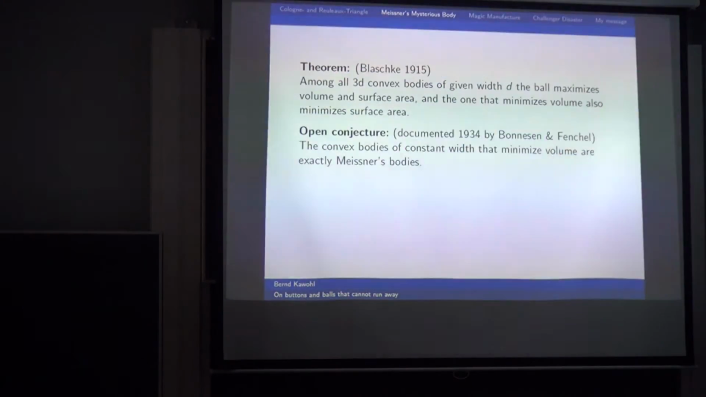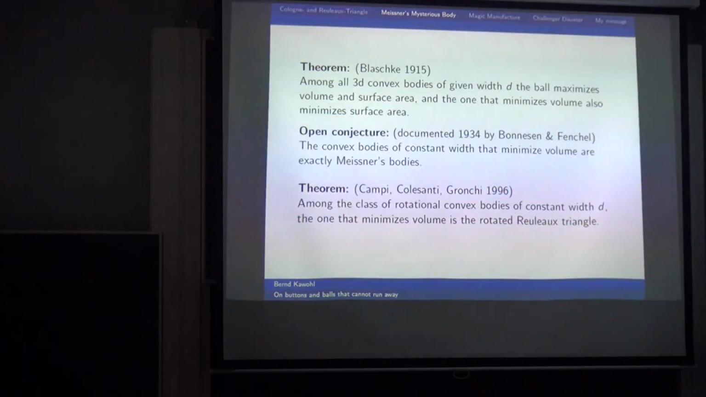There's a related result that says, suppose I have 3-dimensional bodies of constant width, but I restrict myself to the class of bodies that have a rotational symmetry. Which one has minimal volume? And that is the rotated Reuleaux triangle. So the smallest 2-dimensional set happens to have a reflection symmetry. When we rotate it around its axis, then it gives a small 3-dimensional set. And this has been proven only 9 years ago.